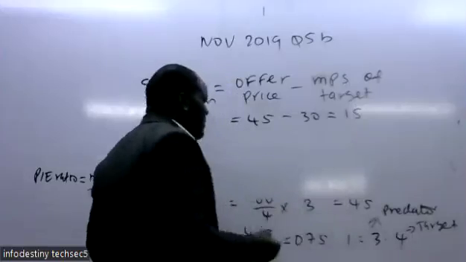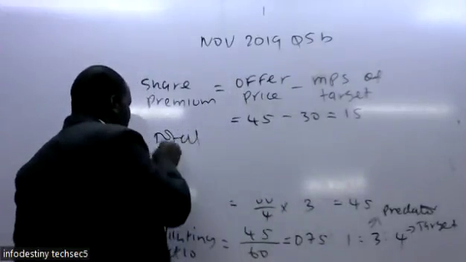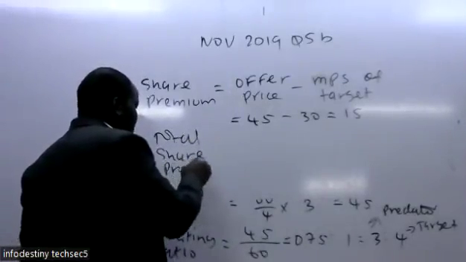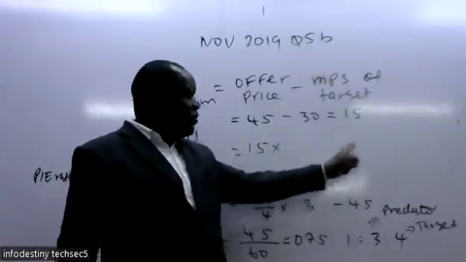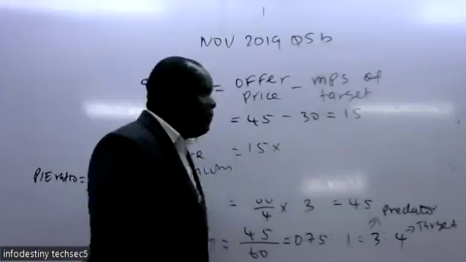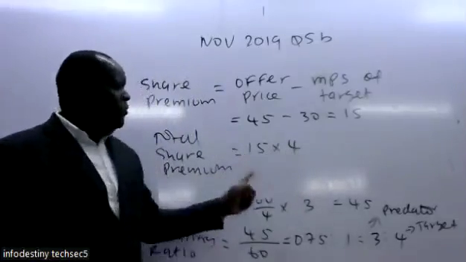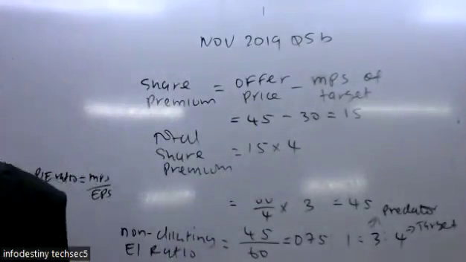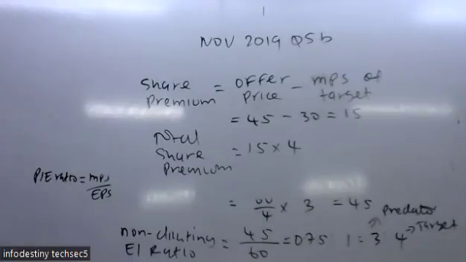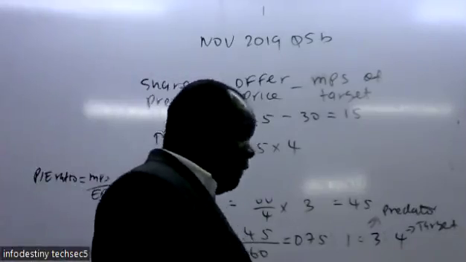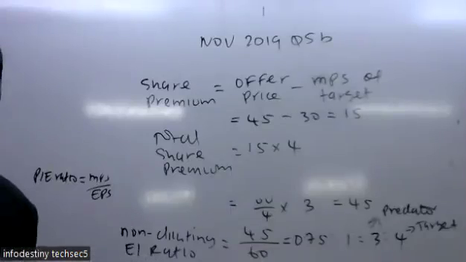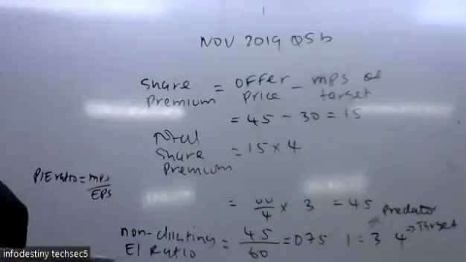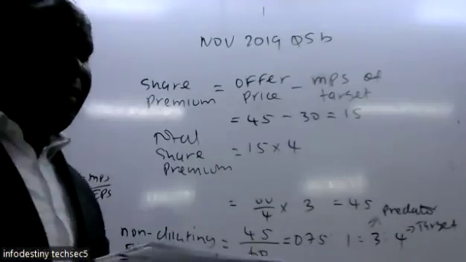But you want the total premium. So the total share premium at the exchange ratio. We now take the 15, which we have calculated. The shares of the target at the exchange ratio are 4. So we multiply 15 by 4 to get the total share premium at the exchange ratio. So that should be your Roman letter 2: how to compute the total premium that the shareholders should agree to at that particular exchange ratio.